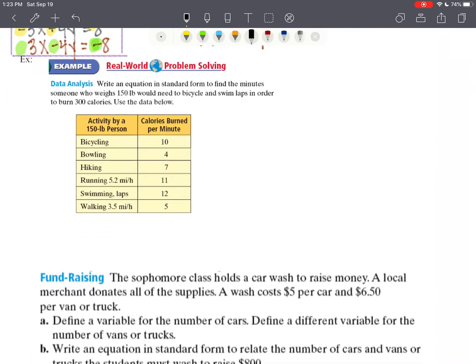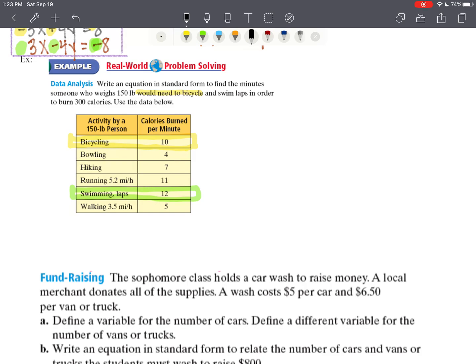Okay, let's talk real world. Write an equation in standard form to find the minutes someone who weighs 150 pounds would need to bicycle and swim laps in order to burn 300 calories. Use the data below. So we're talking about bicycling and swimming laps. So how much would we need to bicycle? So here's bicycling right there. And how much would we need to swim laps? There's swimming laps right there to burn 300 calories.